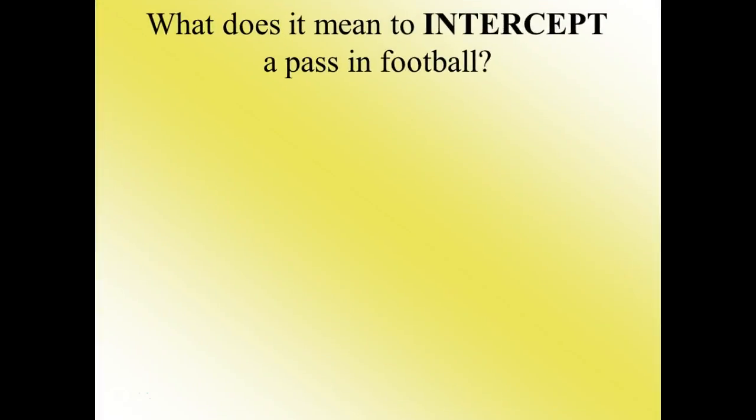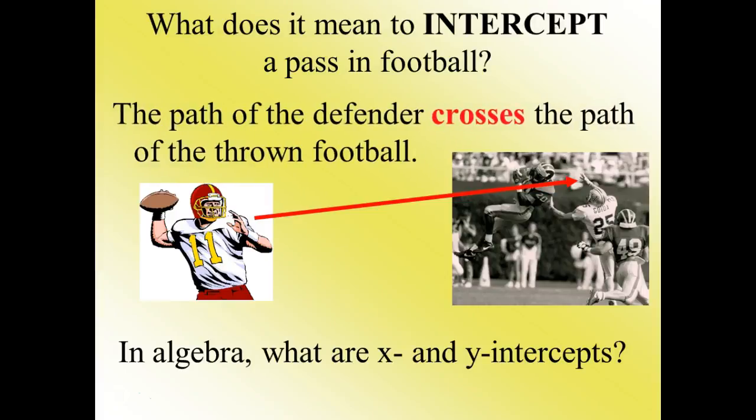Now first, let's look at the word intercept in terms of football. What does it mean to intercept a pass in football? Well, an interception can happen when the path of the defender crosses the path of the thrown football. Often that results in an interception. But what does finding the intercepts in algebra mean, and what are the x and y intercepts?